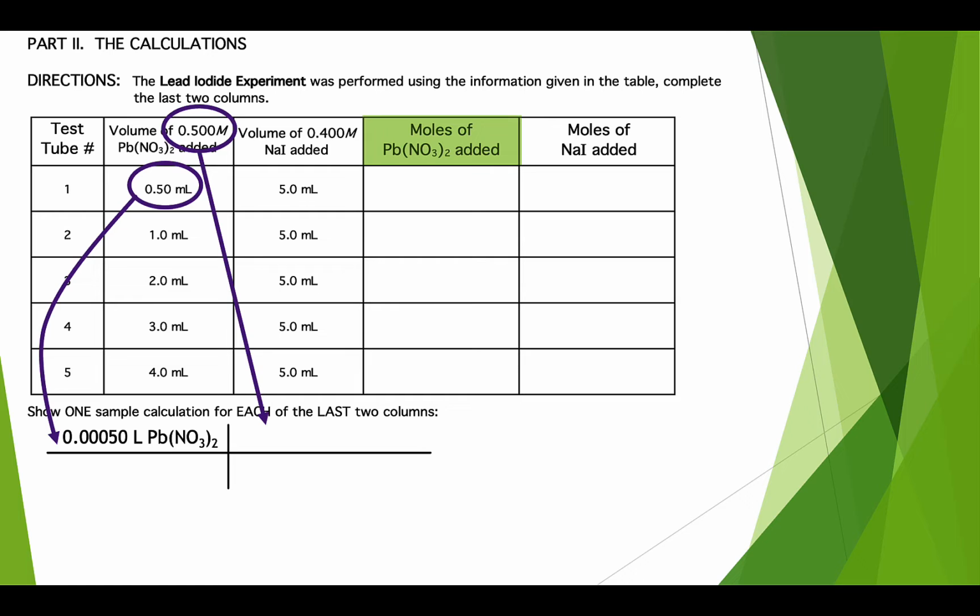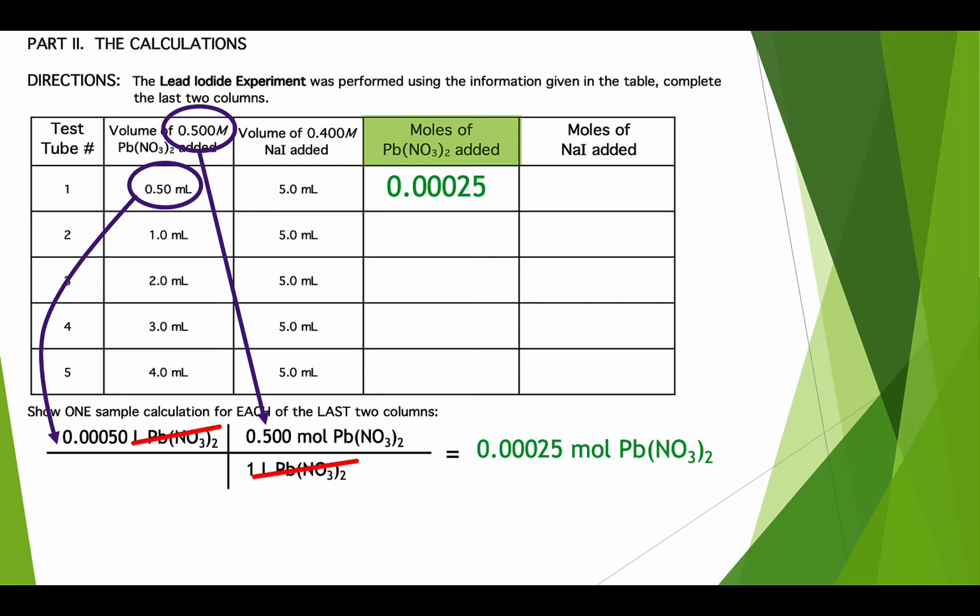The molarity was 0.500 moles in 1 liter of lead nitrate. So you can see that gets my liters of lead nitrate to cancel off. And if I multiply those two numbers together, I will find the moles of lead nitrate that I added to test tube number 1, which is 0.00025 moles.